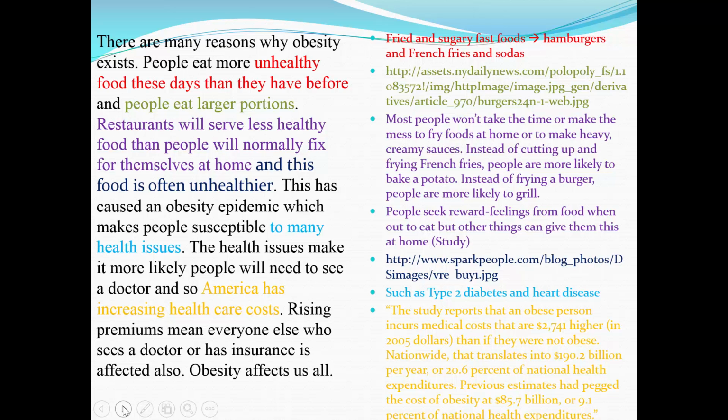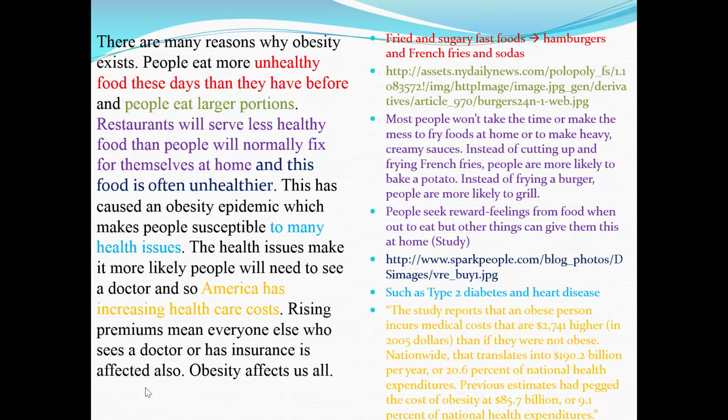And so I'll get a paragraph like this on the left, and I'll talk about how you could really break this paragraph up into maybe 3 or 4 paragraphs. So here you've got something that takes up a third of a page that could be a page and a half. I'll go through it here and try to explain what I mean by being more specific. If you're going to say there are many reasons why obesity exists, and then give me those reasons, one of them is people eat more unhealthy food these days than they have before. So you can tell me what kind of specific foods we have today that we didn't have 20, 30, 50 years ago.